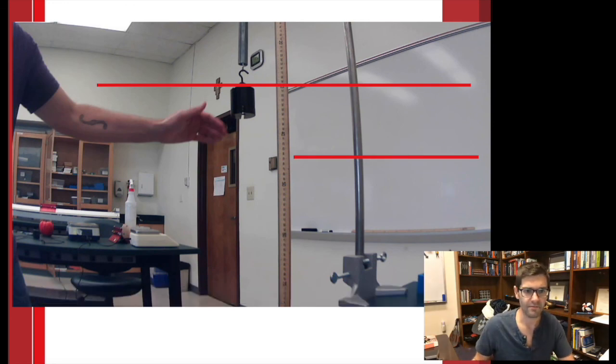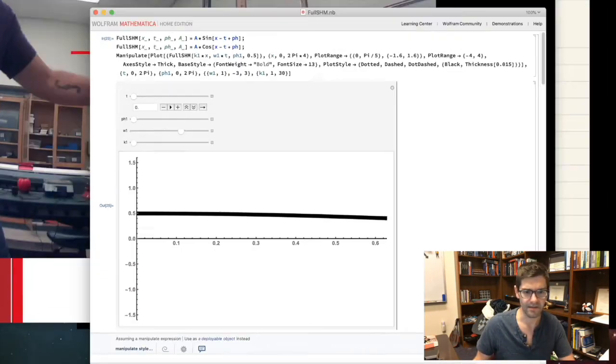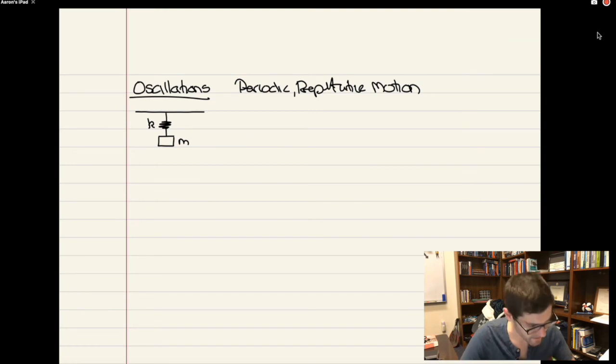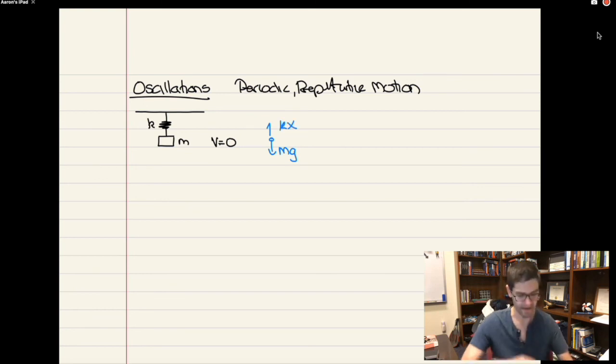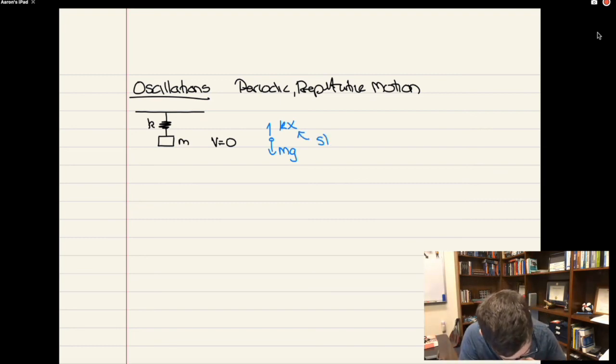Going back to my drawing, what's going on here? In that case, there is a balance if there's no motion, if v equals 0. There is a force that's pulling down on the mass, with force mg, and there is a spring force that's pulling up on the mass with some spring force equal to k times x, where x is the amount of distance it's either stretched or compressed.